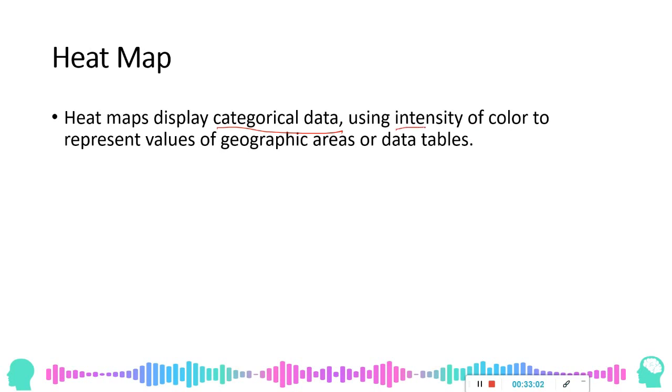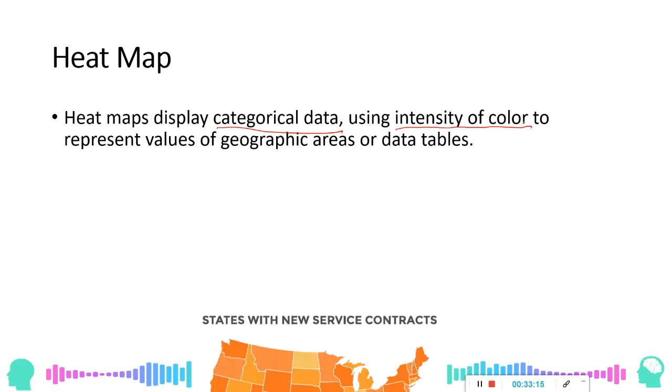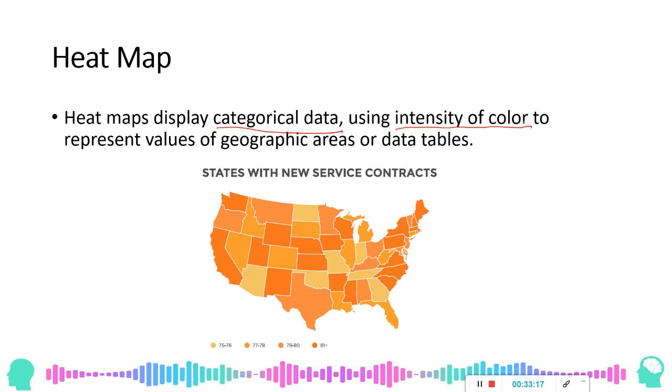Okay, heat map ni dia based on the intensity of the color. Lagi gelap color tu mungkin kawasan tersebut lagi tinggi dia punya relationship. Okay, for example like this one, kita tengok kita ada berapa color ni? Ada 3 color, 4 color.